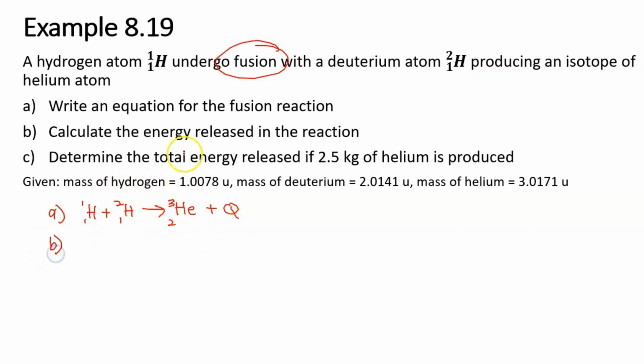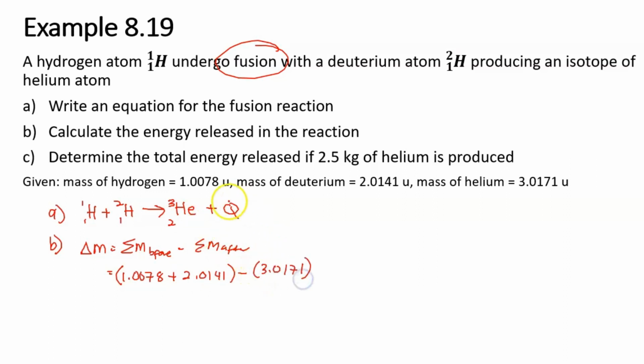B. Calculate the energy release in the reaction. To find energy, we will use E equals mc square. But first, we need to find delta M: summation mass before minus summation mass after. Summation mass before is hydrogen plus deuterium, 1.0078 plus 2.0141, minus the mass after, which is helium, 3.0171. Okay, Q here, don't forget, is energy, not a particle.